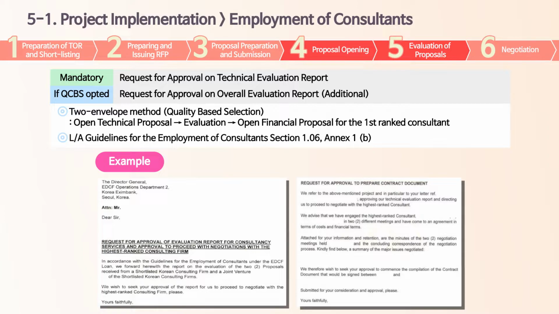who obtained the highest score in the technical evaluation stage and start price negotiation with that consultant. You can see the sample letter on the right side, which includes a request for EDCF to approve the results from the financial negotiation so that PEA can proceed to enter into consultant contract. However, if PEA plans to select consultants by quality cost-based selection method, the overall evaluation and ranking report shall be additionally submitted before contract award.